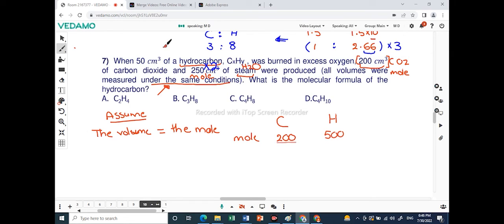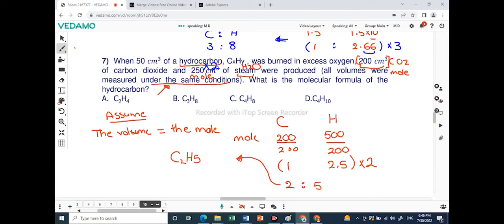Now I'm going to divide over the smaller. This is 1. 500 over 200, it is 2.5. Now I will multiply by 2. So your final answer is 2 carbons and 4 hydrogens. 2.5 times 2, sorry, it's a 5. So if I'm going to take my final answer, it is C2H5. If you go back to the options, do we have C2H5?